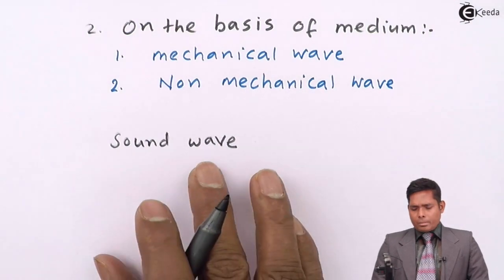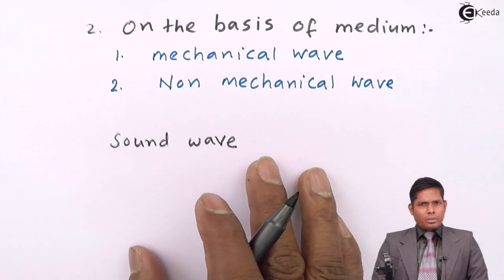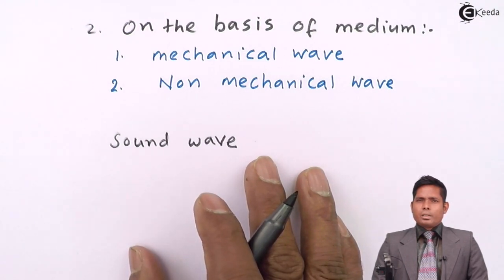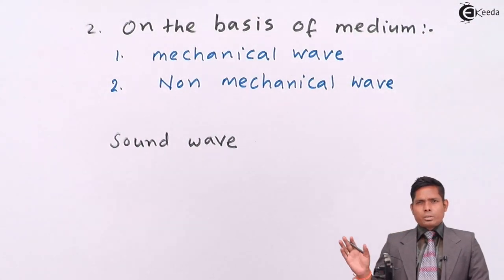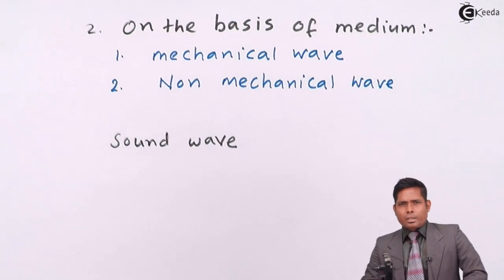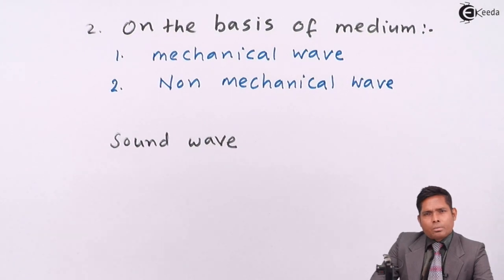Sound is a mechanical wave because it requires a medium for its propagation. If there is no medium, sound cannot travel. If there is an explosion in space, we don't hear it, because most of space is empty vacuum, and the sound of the explosion cannot travel to Earth in the absence of a medium.